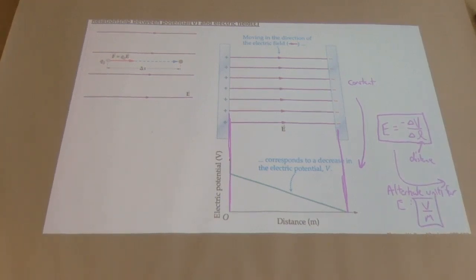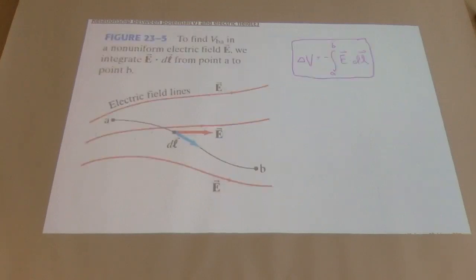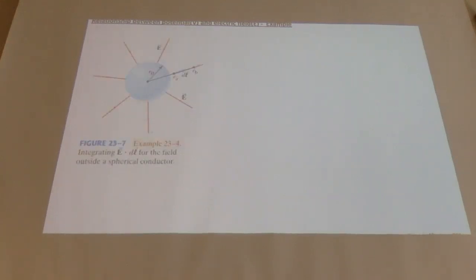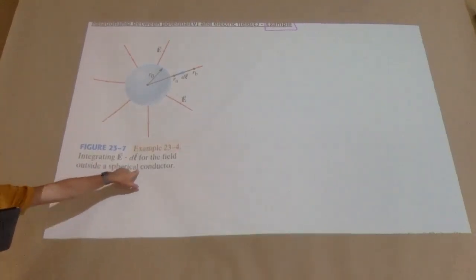So let me show you a little something about how this works. We're going to go forward 2 slides, and we have an example of this relationship between the potential and the electric field. So in this particular case, you can see we have a spherical conductor.